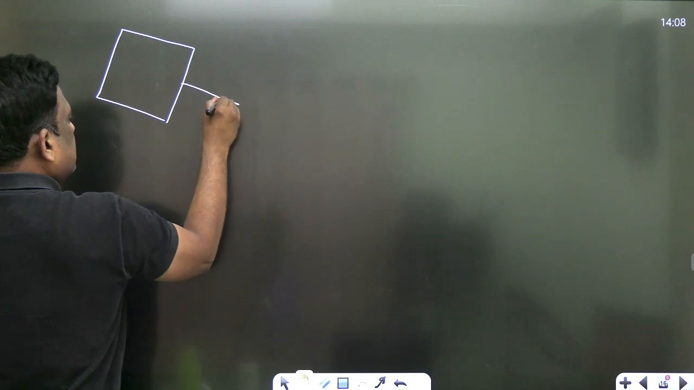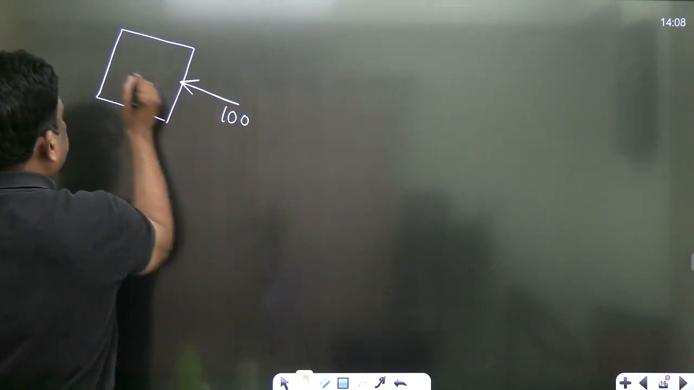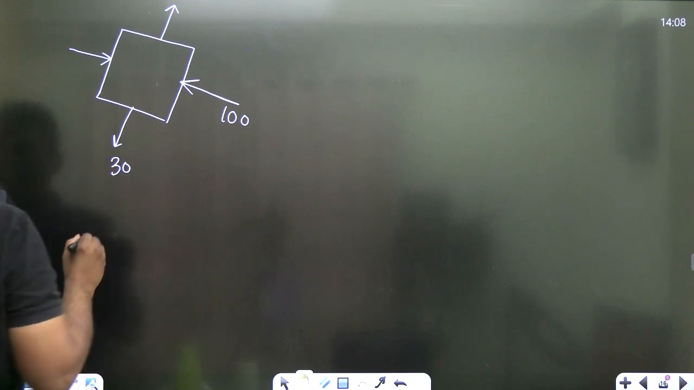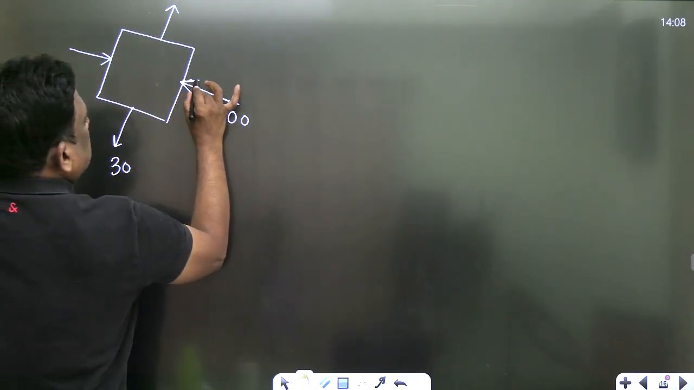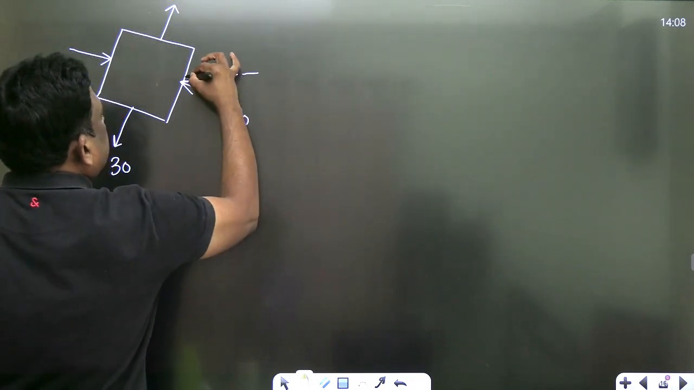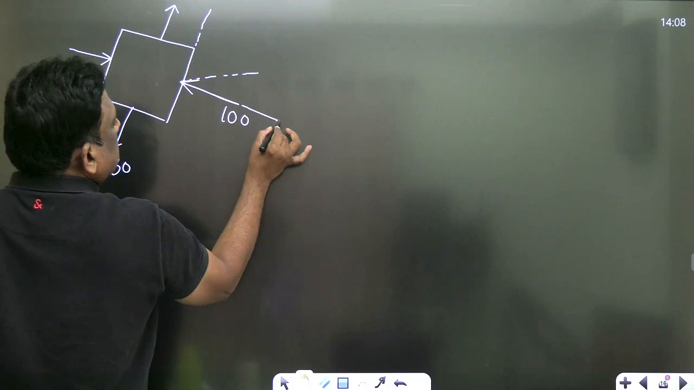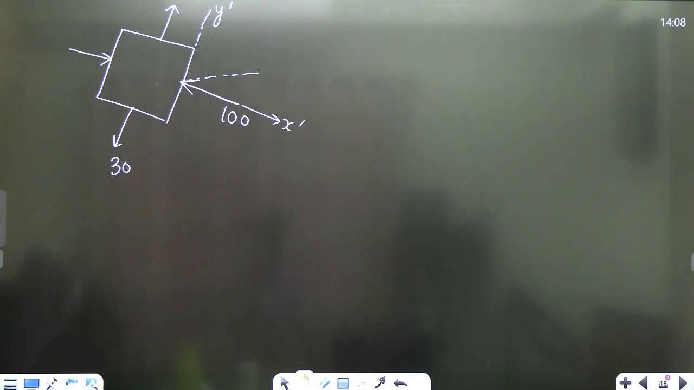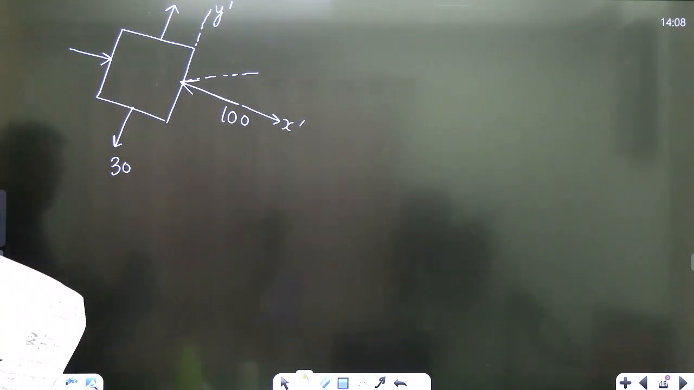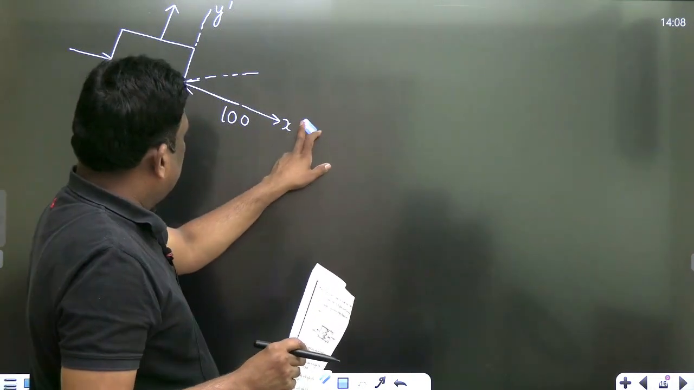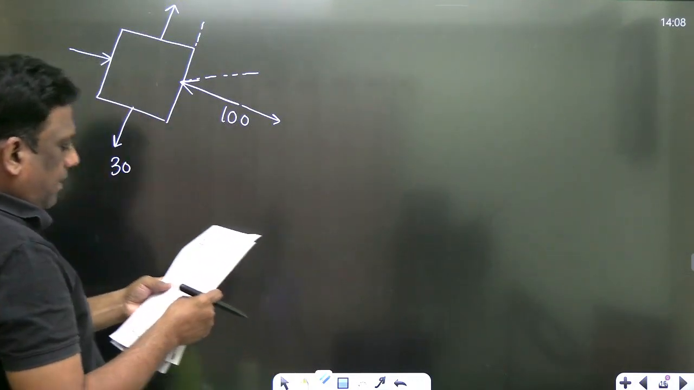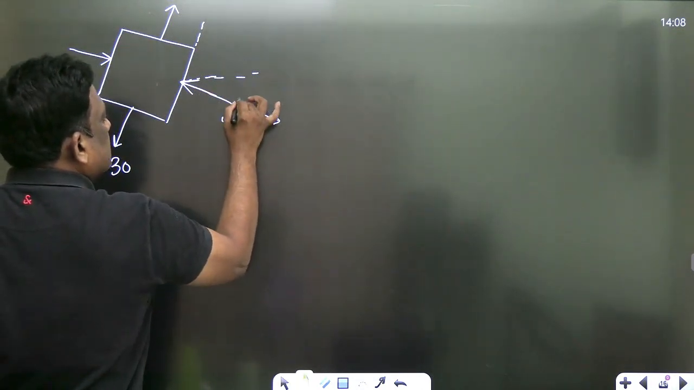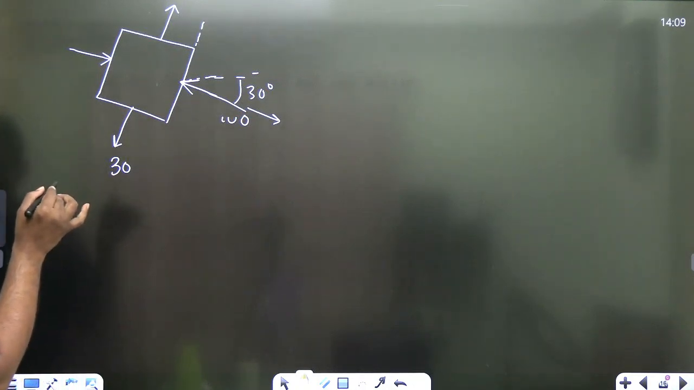Okay, one is this, this is 100. The other is this, this is 30. Now, no problem at all. Leave all this, x dash y dash, forget it all. And you know this angle, look, this angle is given as 30 degrees. Let me check, 30 is given, yes, exactly.